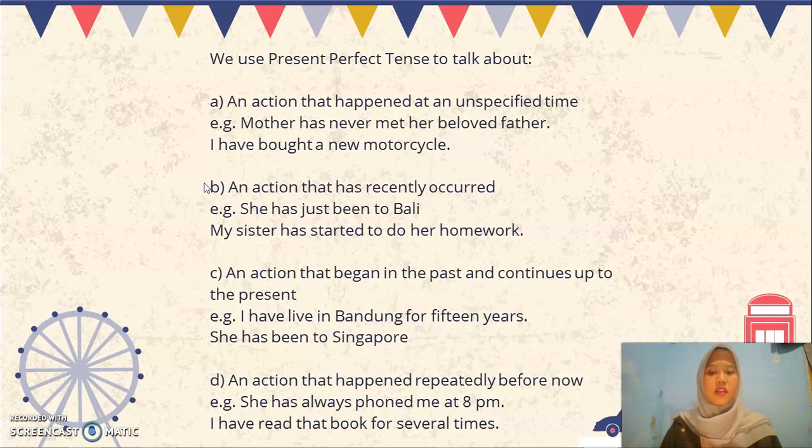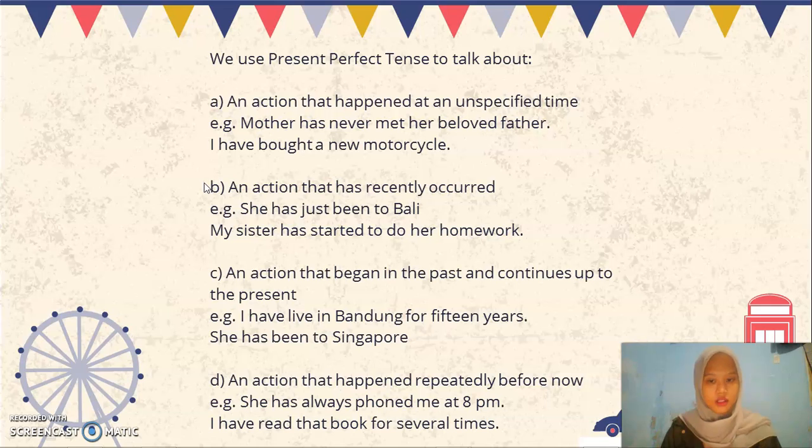The second one is an action that has recently occurred. For example, she has just been to Bali. Another example is, my sister has started to do her homework. And C, an action that began in the past and continues up to the present. For example, I have lived in Bandung for 15 years, meaning that I still live in Bandung until now.